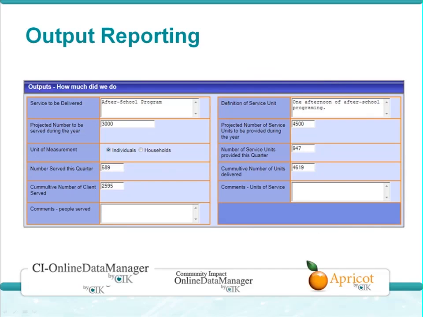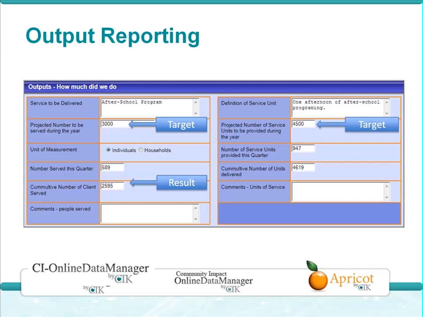How productive were the agencies? In the after-school program, this agency, Brighter Tomorrows, projected that they would serve 3,000 kids during the year. So that was their target. And here are their results for the fourth quarter. They served 589 youth this quarter, for a total for the year of 2,595. And for units of service, their target was 4,500 after-school days, and this quarter they did 947, for a total for the year of 4,619.